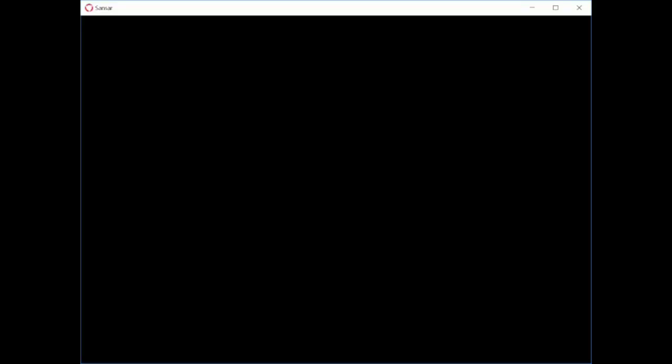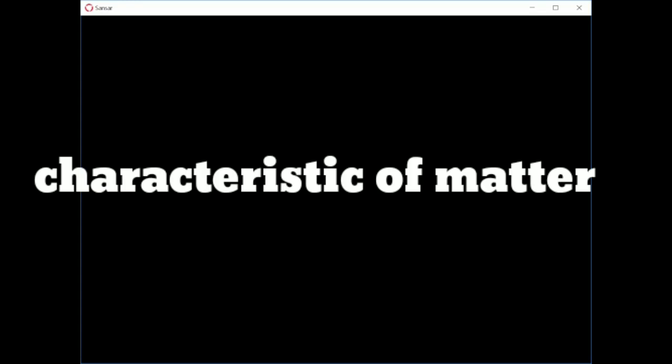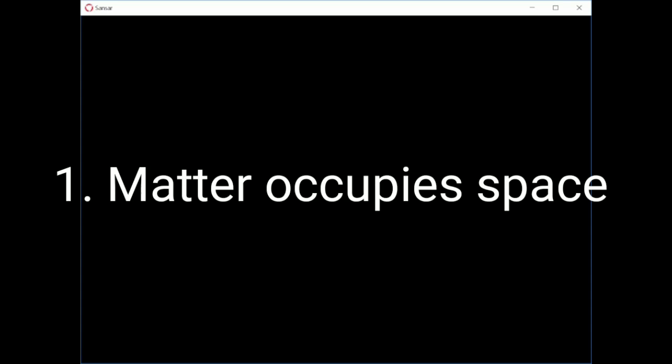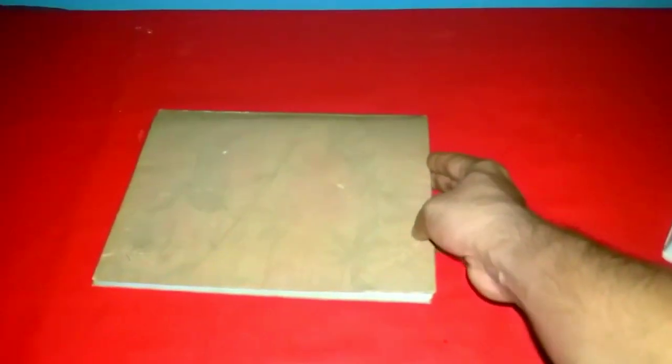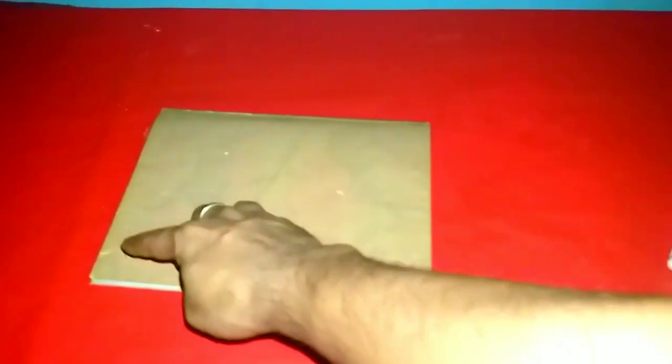Now we are coming to characteristics of matter. Matter occupies space. What does that mean? Let's take an example, the physics book itself. When we keep it on the table or on any other place, it is occupying some space. As you can see, it is rectangular in shape and it is taking up some space. So, matter is occupying some space.